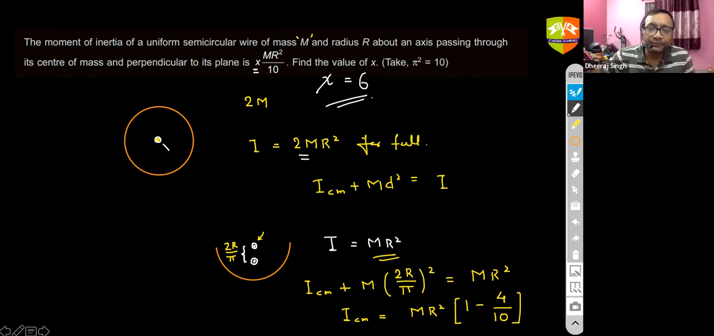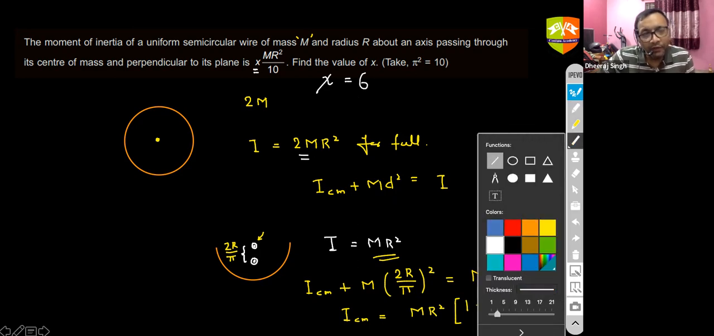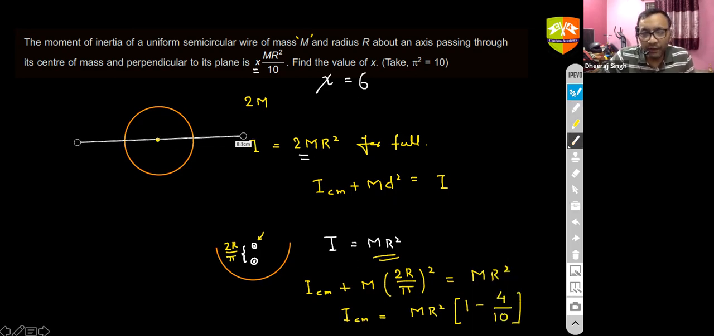Oh, okay. Suppose you know that for the full circle the moment of inertia about that axis is mr square by 2. So for half of it, it will be half. You can do the same thing. Yes, you can do it that way.